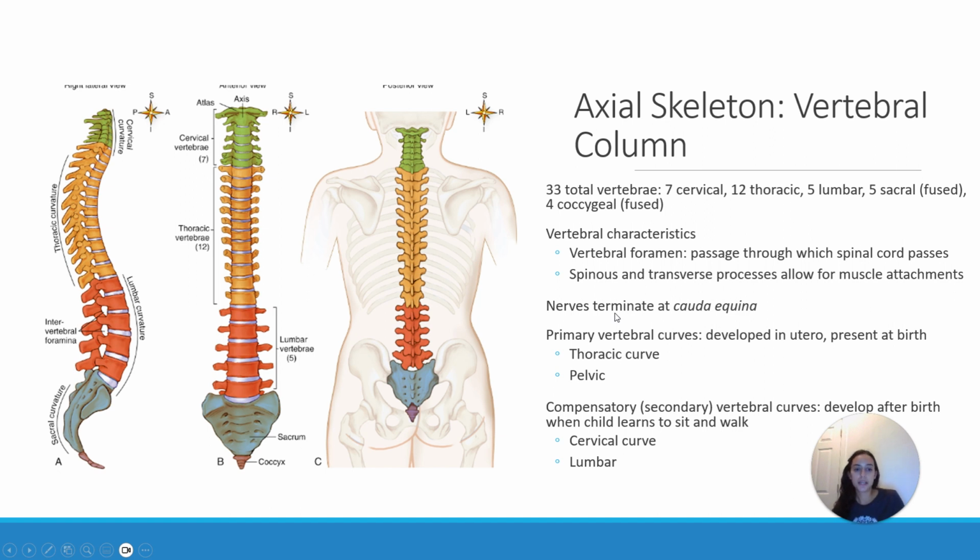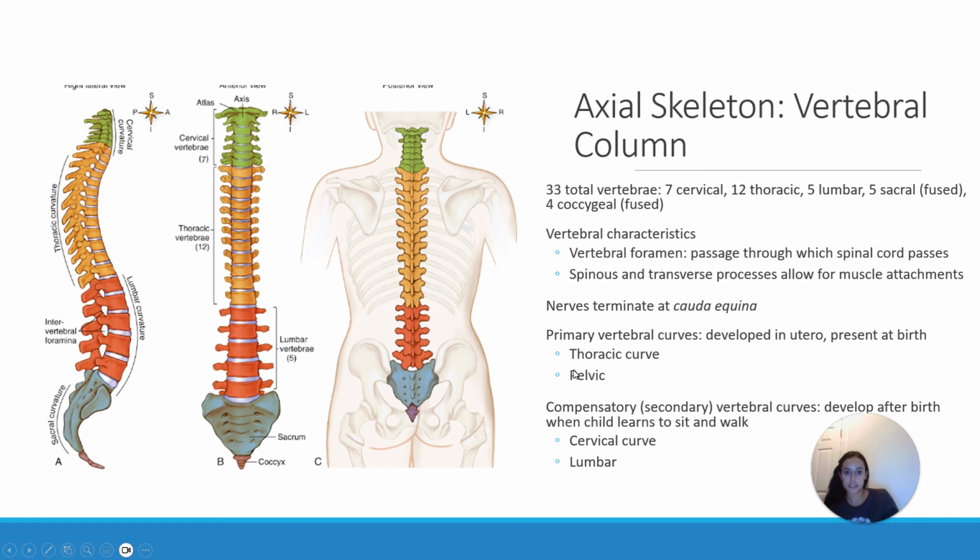The nerves terminate at the cauda equina, and that's in your lumbar spine. Around L3, L4 is where you see the cauda equina, and that's where the nerves of the spinal cord end. And then there are different curves associated with your vertebral column. We have the primary and the secondary vertebral curves. The primary vertebral curves are developed in utero. These are present at birth.